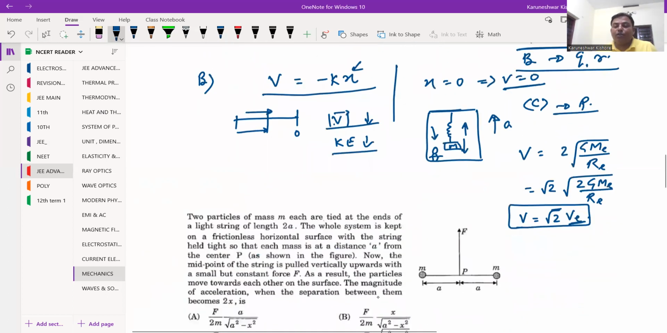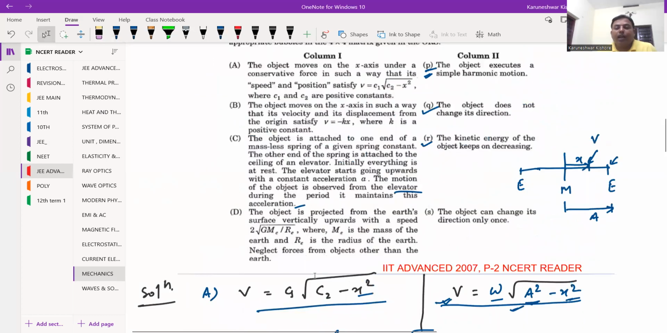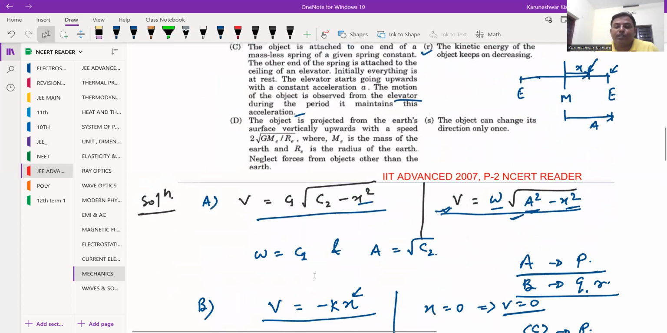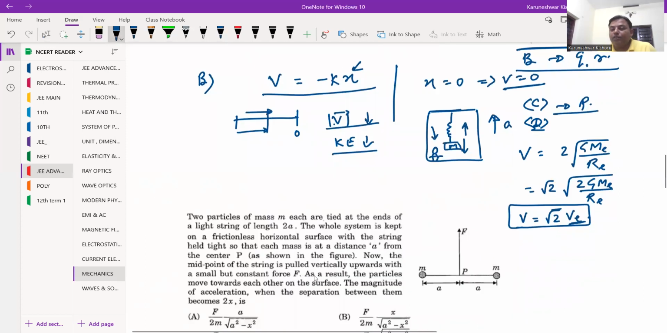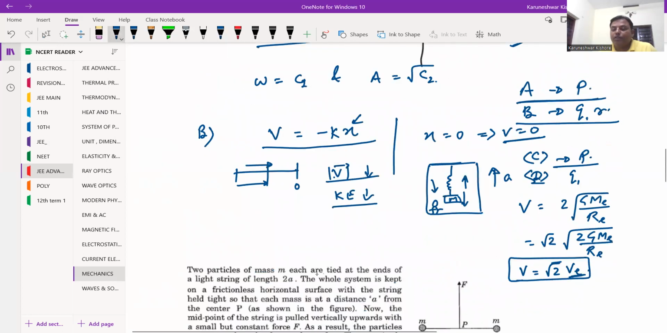So what we can say here for the D option is that the kinetic energy will be decreasing and the object does not change its direction. So for D we have Q and R. This could be the appropriate result which you should mark in the matrix.